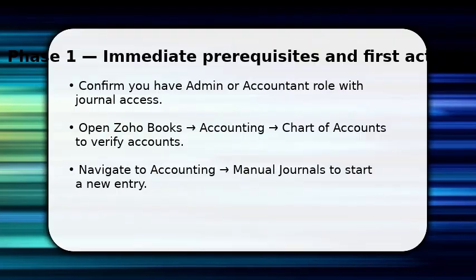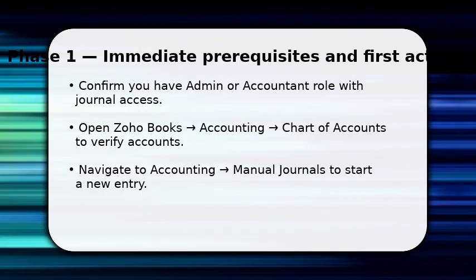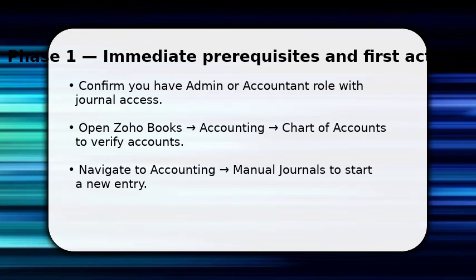You begin by confirming your role, admin or accountant, so you have permission to post journals. Once confirmed, make sure accounts exist. Open accounting, then chart of accounts, and verify necessary ledger codes. After verifying, go to accounting, then manual journals and click new journal.